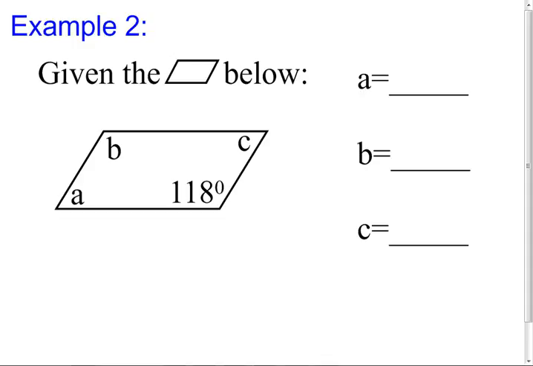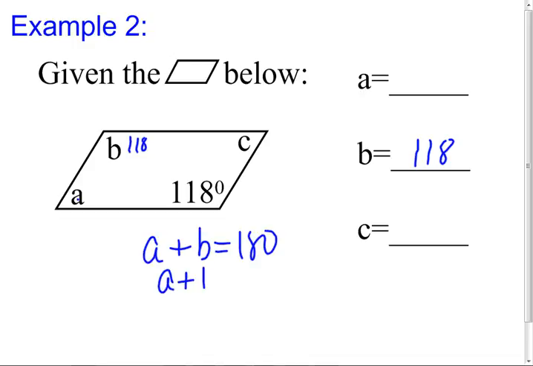How big is B? I like to do easy first. Tess, how big is B? 118. Okay. And then what's true about B and A? Okay, so A plus B equals 180. So A plus 118, whoops, equals 180. How big is that? 62. And then A and C are equal, so those are 62.